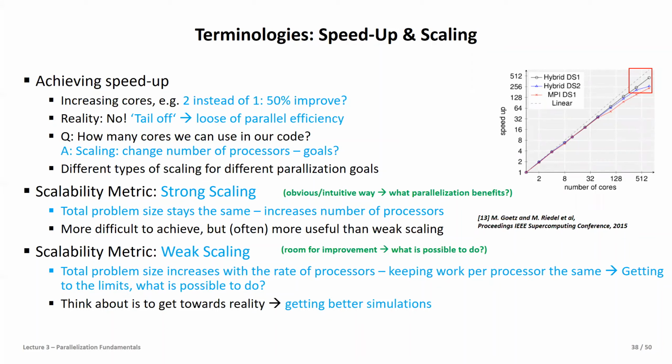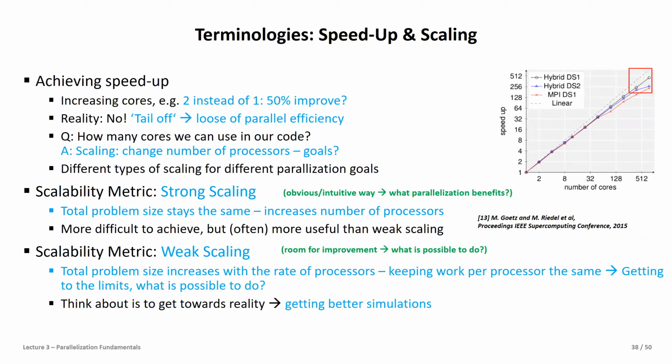You maybe here and there want to dump things to disk because you don't want to recompute a weather forecast that you have already had running for 12 hours on a very large number of cores. It would be wasted resources if it is not dumped to disk. So I/O can also hamper the parallel efficiency.